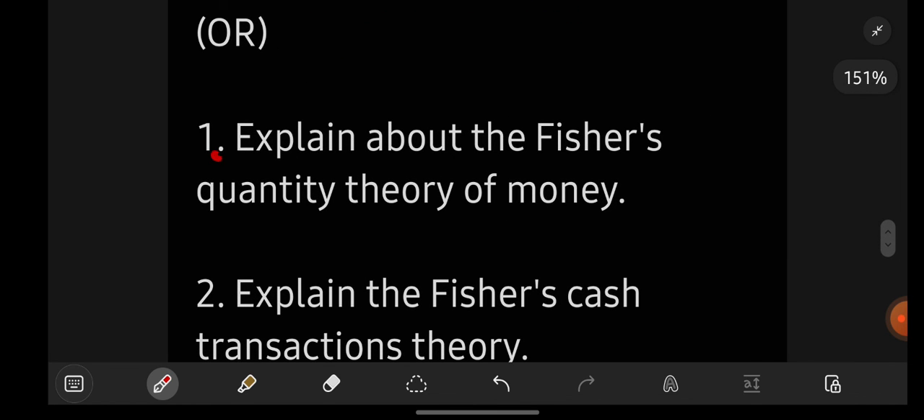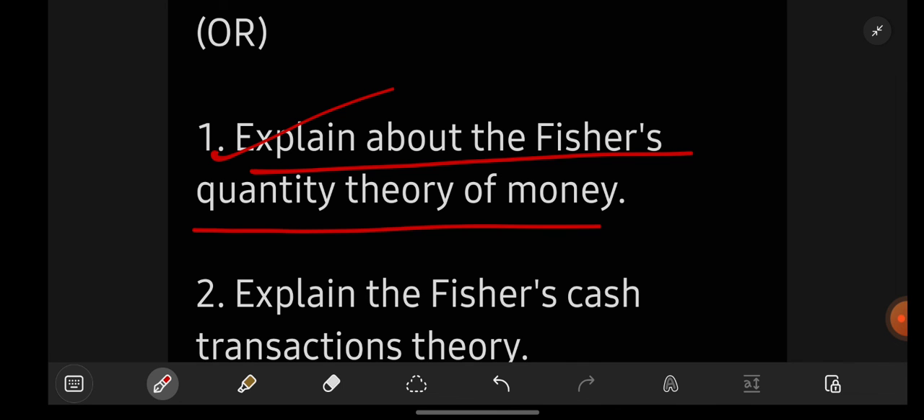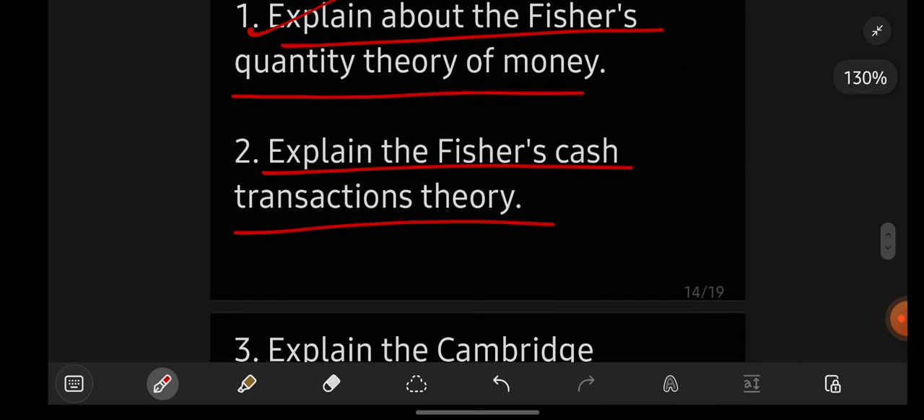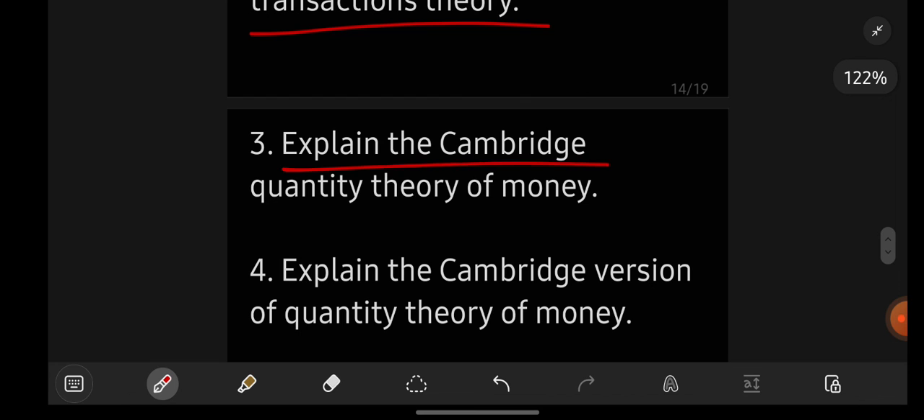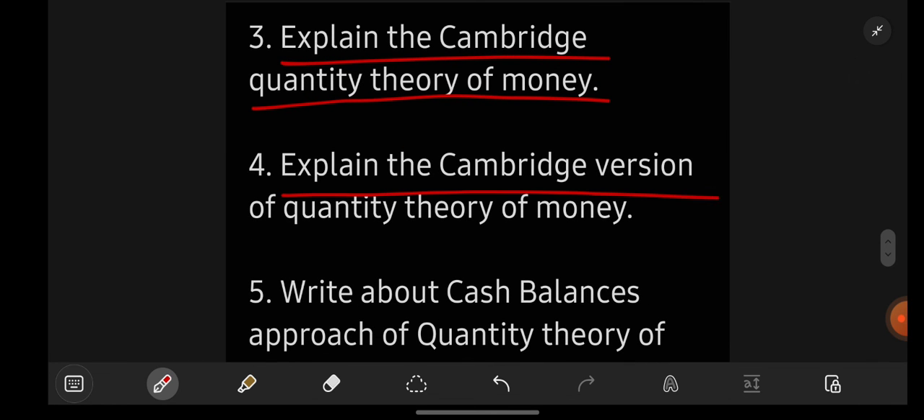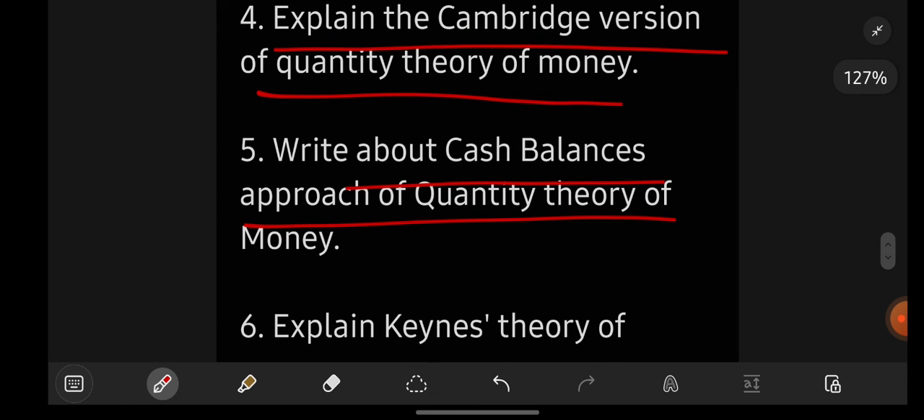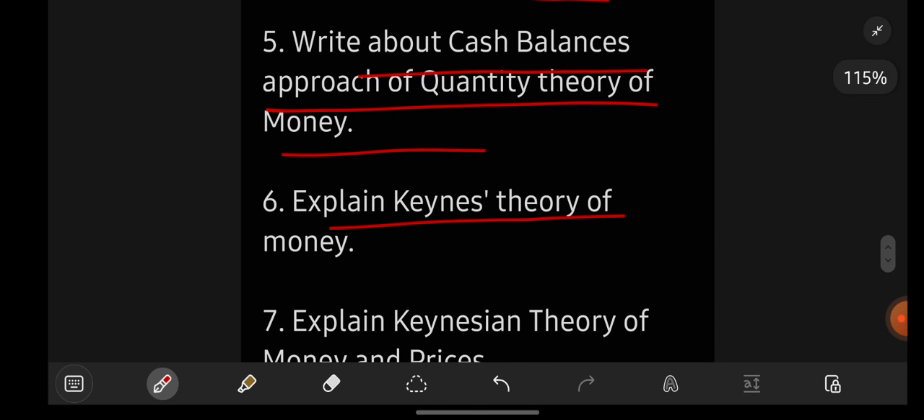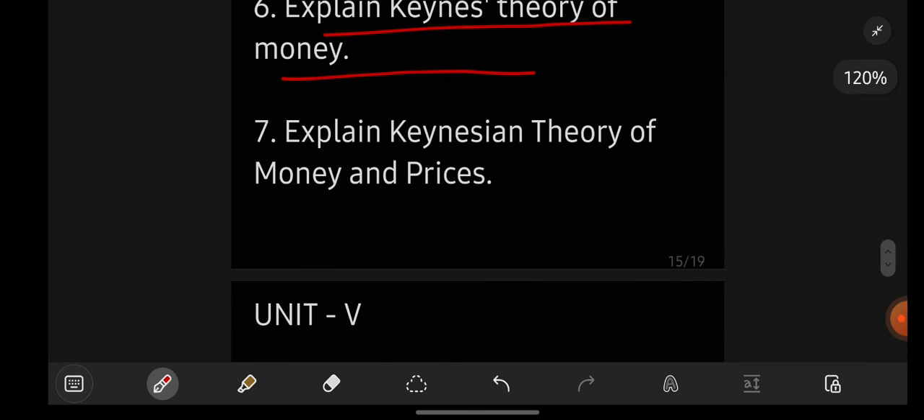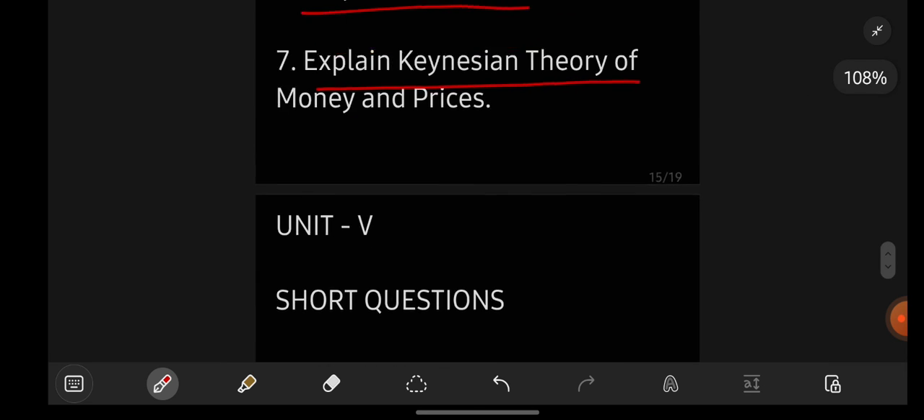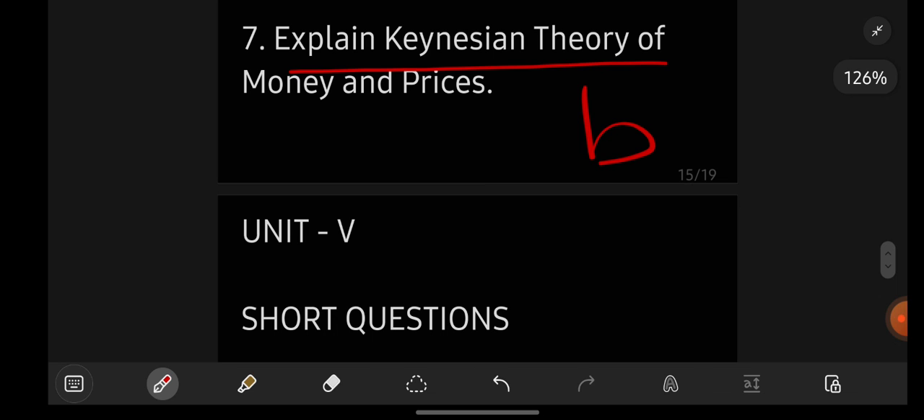Then in the B section you have: explain the Fisher's quantity theory of money. Explain the Fisher's cash transactions theory. Explain the Cambridge quantity theory of money. Explain the Cambridge version of quantity theory of money. Write about cash balances approach of quantity theory of money. Explain Keynes theory of money. Then explain Keynesian theory of money and prices. So these are the 7 important questions from B. If you are perfect with these 7, you will be able to write B.